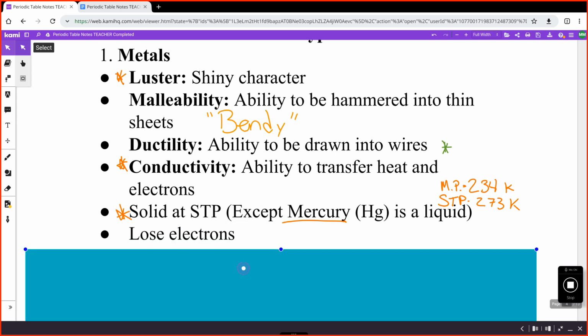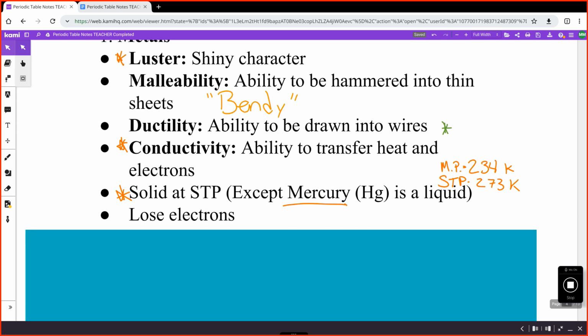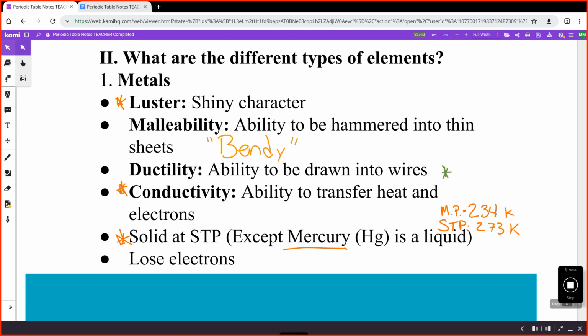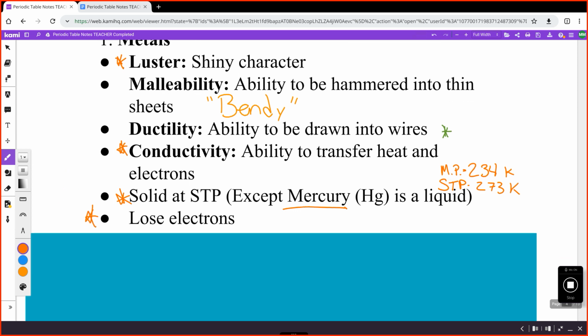And something that we will explore a lot more in high school chemistry is the ability of metals to lose electrons. So throughout the course of this whole year and this whole course, we're going to be talking about electrons being lost or electrons being gained because it's how everything interacts. Metals have the characteristic nature of losing electrons. Okay?